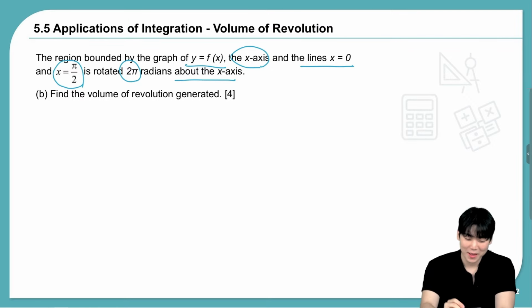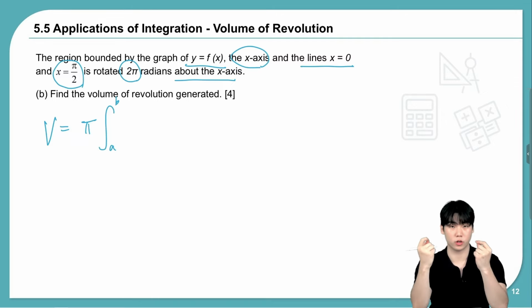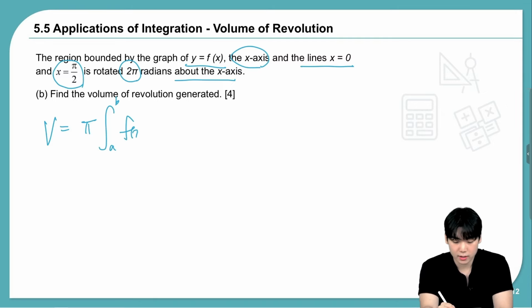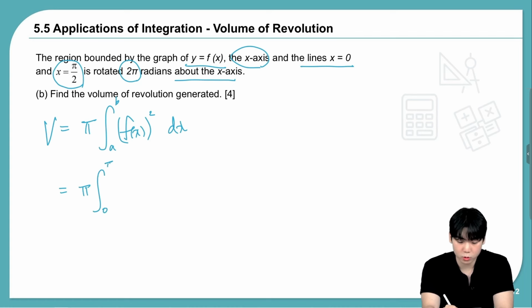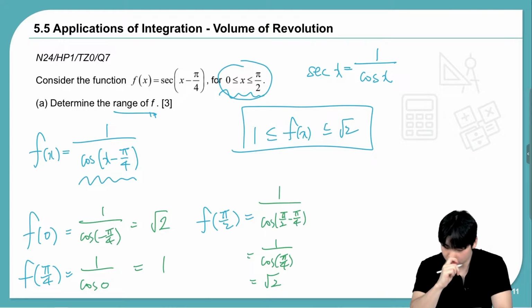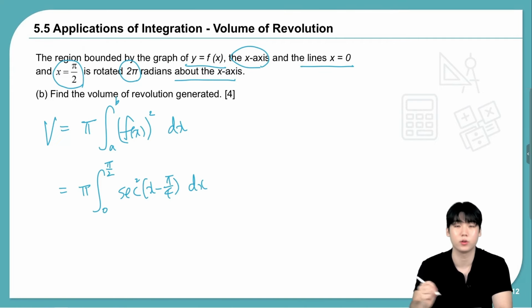Okay. All right. And the volume for the rotation about the x-axis is pi integral from a to b, which are the boundaries, of f of x all squared dx. Well, we can just sub in. It was pi from 0 to pi over 2. What was our given function? Secant x minus pi over 4. So it was secant x minus pi over 4 dx, but all squared. So I'm just going to put a square there.